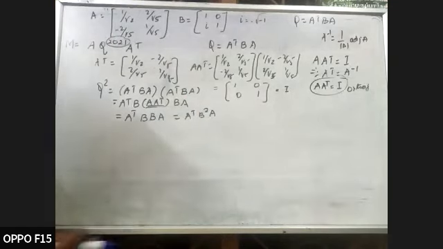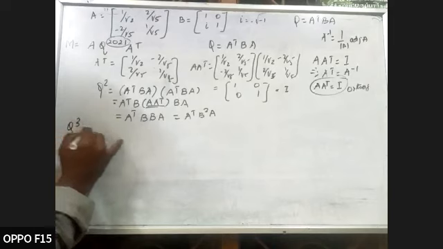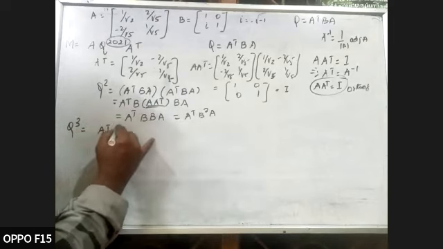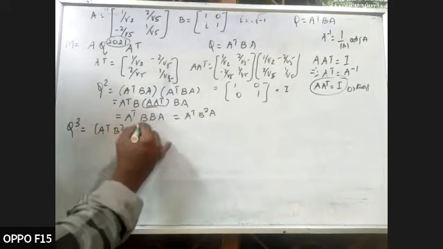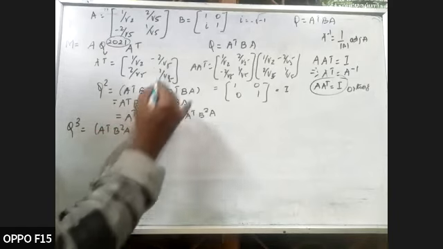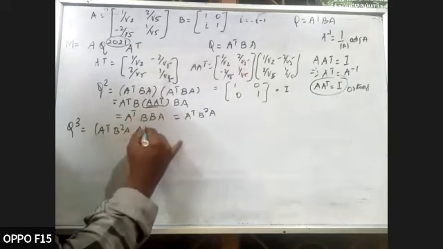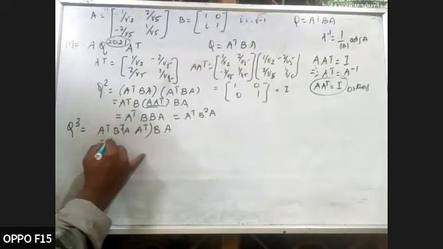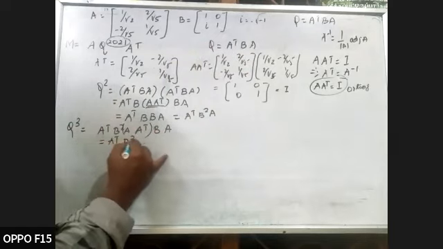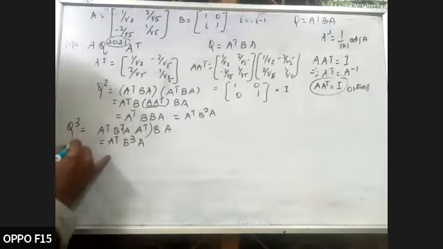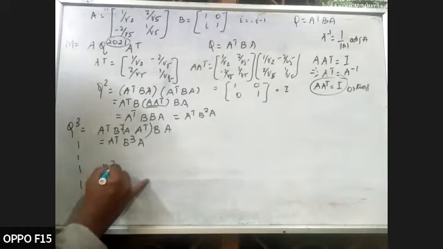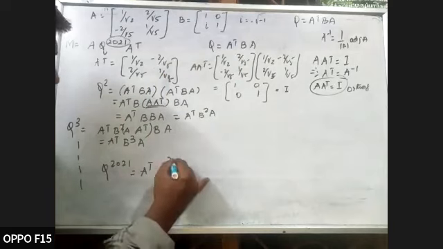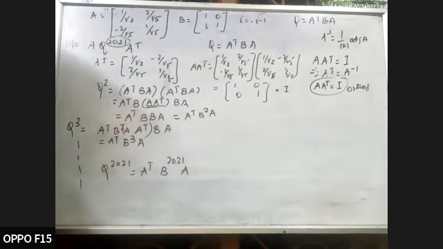இப்ப similarly இதே போல அடுத்தது போறீங்க Q cube. அப்ப என்ன ஆயிடும்? Q cube னா A transpose B squared A, இது Q square உடைய வேல்யூ multiplied by Q. Your Q is nothing but A transpose B A. Our A transpose A becomes I. Once again we'll get A transpose B cube A. So by continuously proceeding, we'll get Q power 2021, யாரோ சொல்ல முடியுமா, which is equal to A transpose B power 2021 into A. That is the answer.